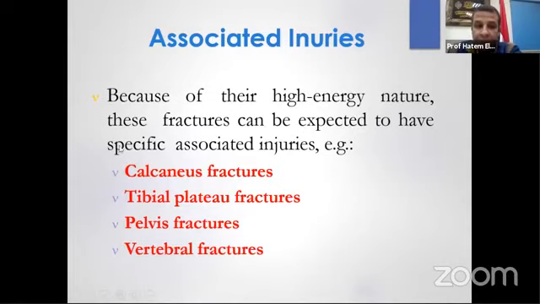Because of their high energy nature, as we said before, these fractures can be expected to have associated injuries: calcaneal fractures, tibial plateau, pelvic fractures, and spinal fractures.